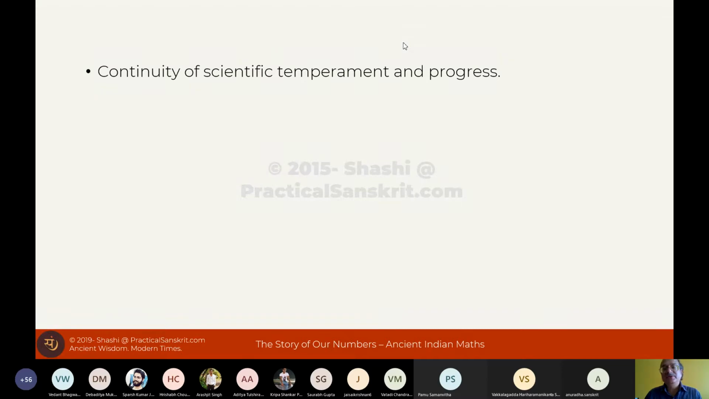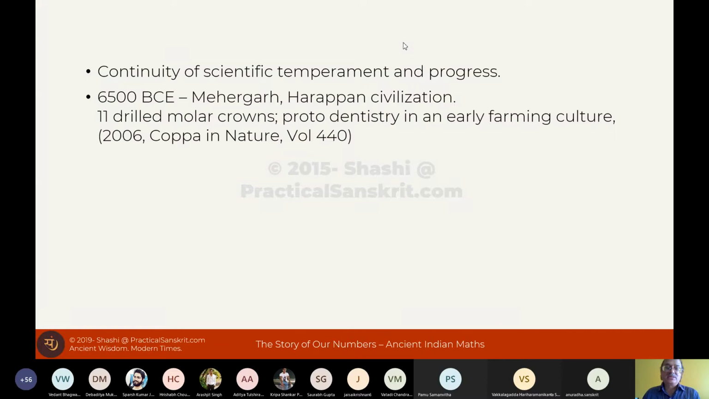Now, the continuity of scientific temperament and progress in this land is an interesting thing. In 6500 BCE, almost 9,000 years ago, in Mehrgarh in the Harappan civilization, we find 11 drilled molar crowns, or proto-dentistry, in an early farming culture. Now, if there is a root canal done, that means sugar is there, because you don't find animals having that kind of requirement. And sugar that is available in nature does not cause tooth decay. The one extracted from sugarcane is the one that causes problems.